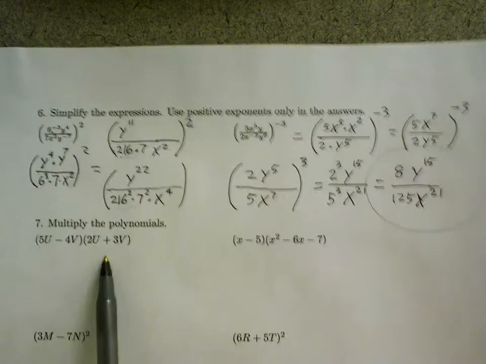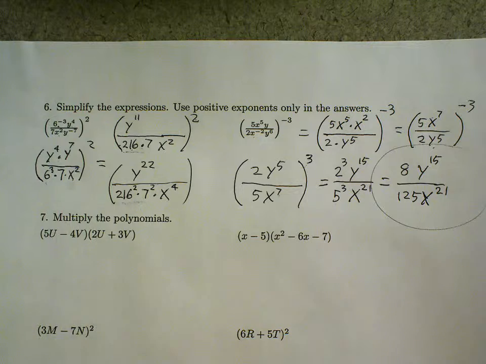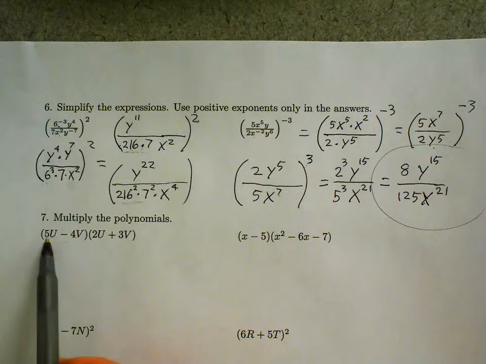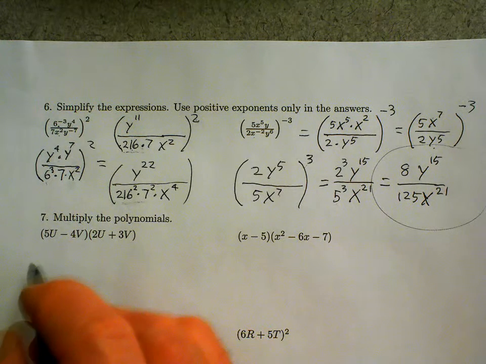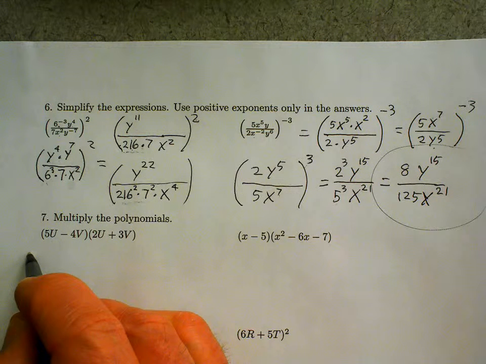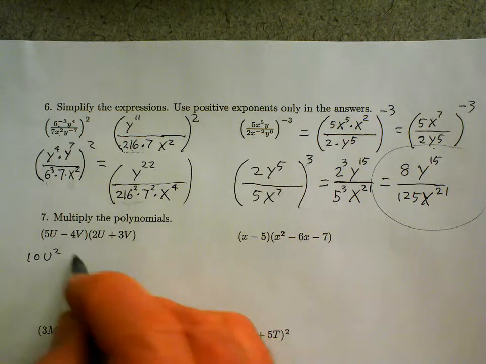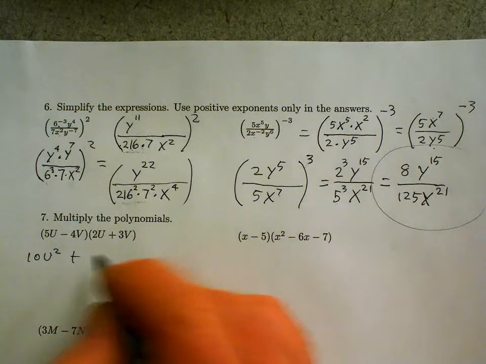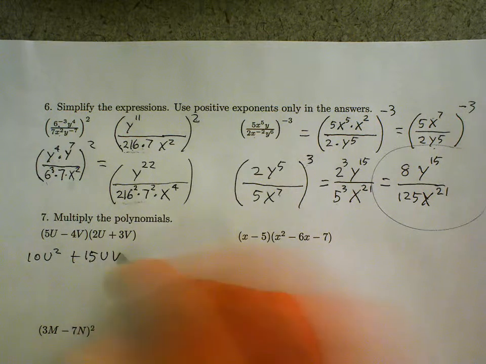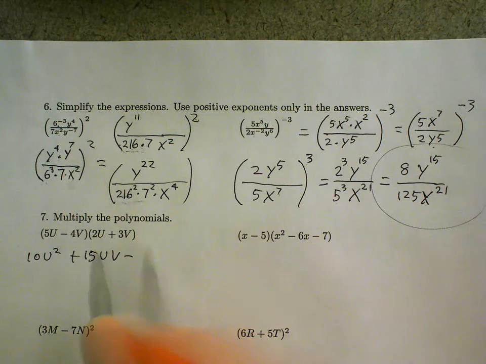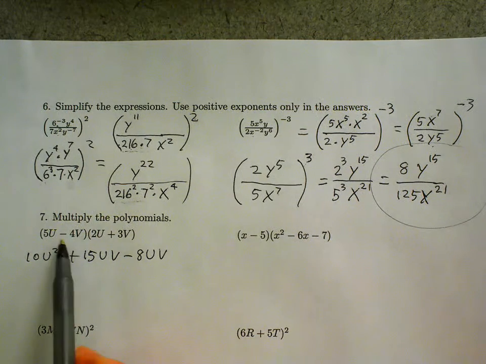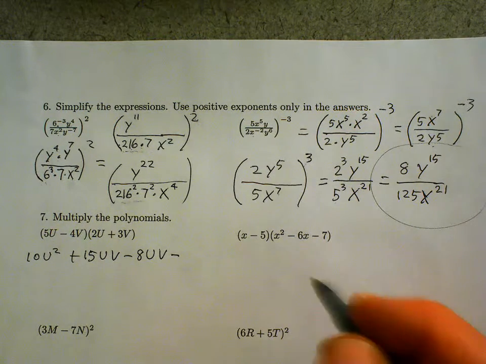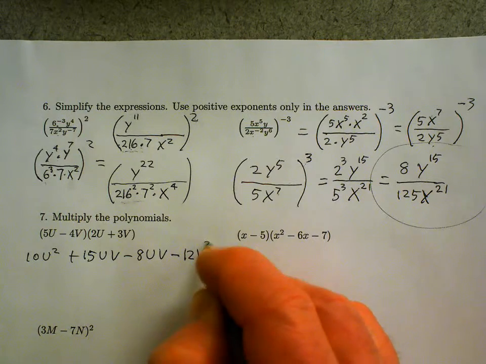Okay, the next part, we're just multiplying polynomials. So here we have two binomials. So first multiply 5u times the binomial 2u plus 3v. So 5u times 2u is 10u to the 2nd. And then plus 5u times 3v is plus 15uv. And then we subtract 4v times 2u is minus 8uv. And then finally we subtract 4v times 3v, or minus 12v to the 2nd.